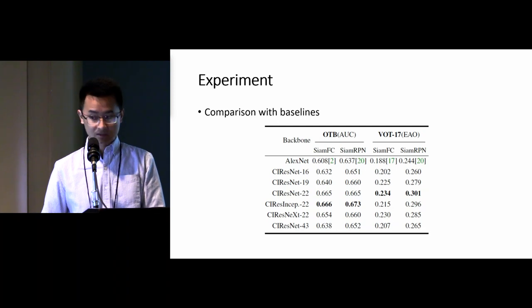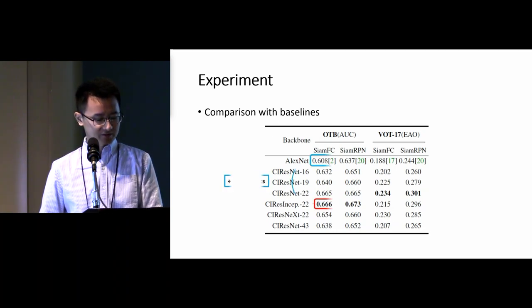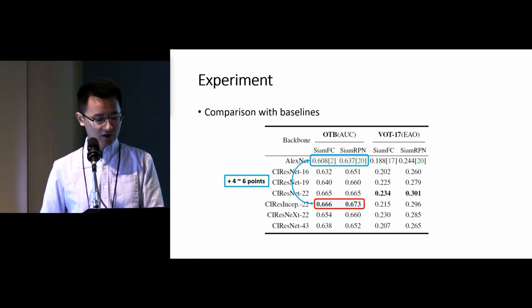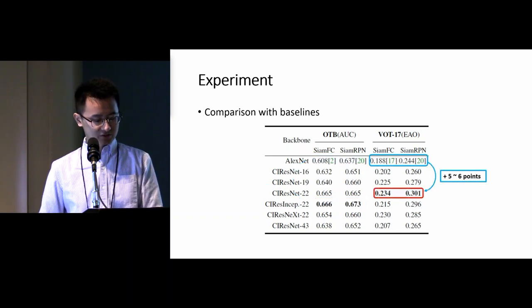We can see that on OTB datasets, the wide Res-Inception structure gets 4 to 6 points improvements, while on VOT datasets, the deep ResNet achieves 5 to 6 points gains.